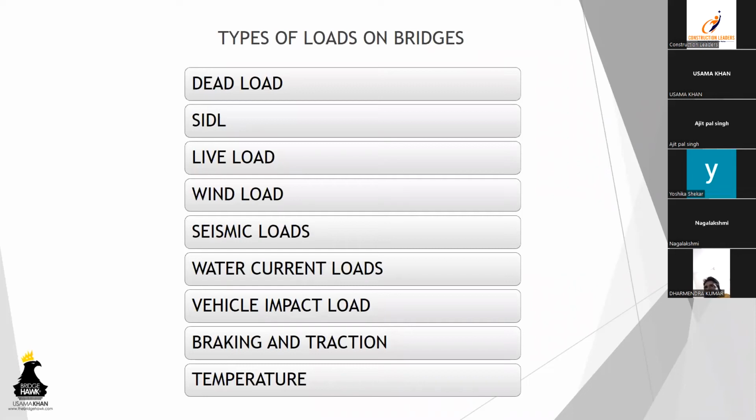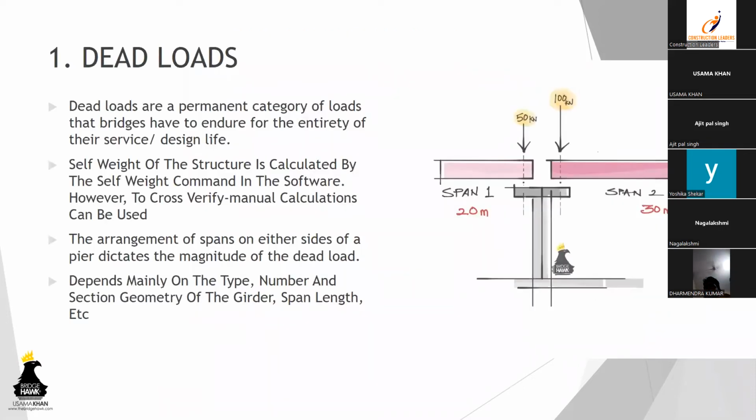The structure in the vicinity of a water body, vehicle impact, braking, and temperature. So starting off with dead loads. Dead loads are basically the category of loads wherein the self-weight is to be multiplied and transferred to the substructure. So they are a permanent category of loads. They have to endure this for the entirety of their service life.